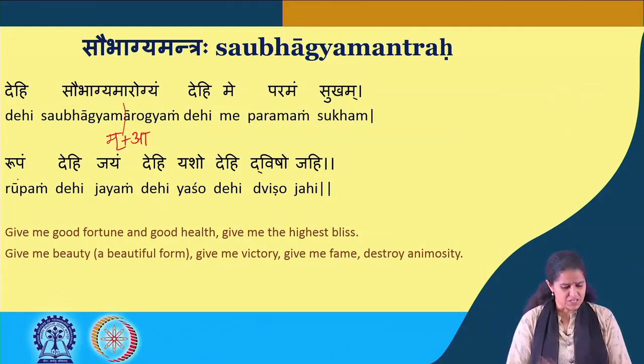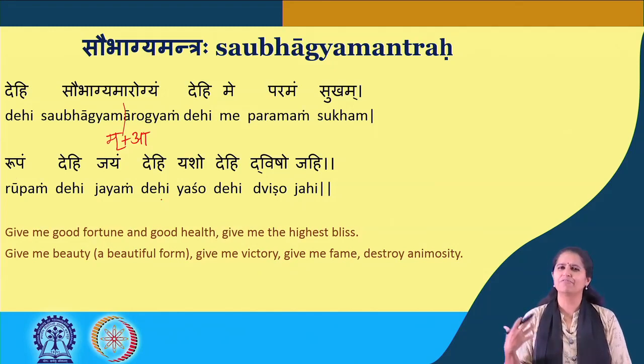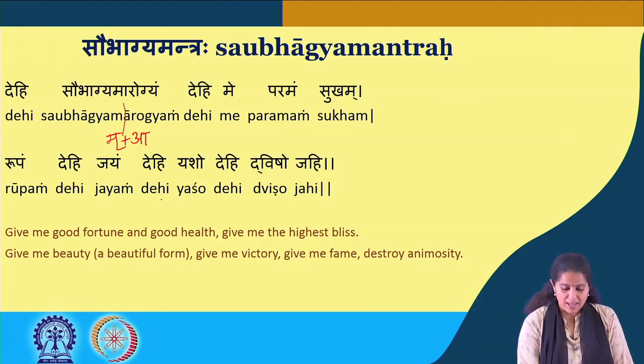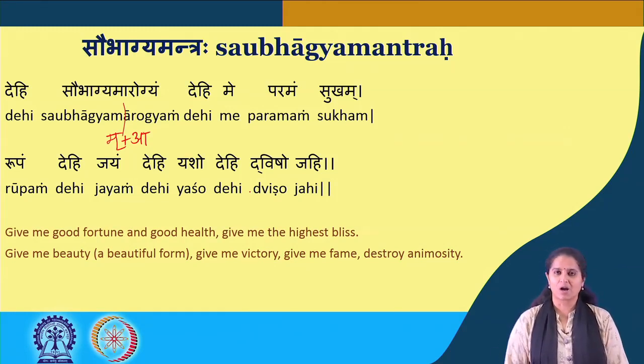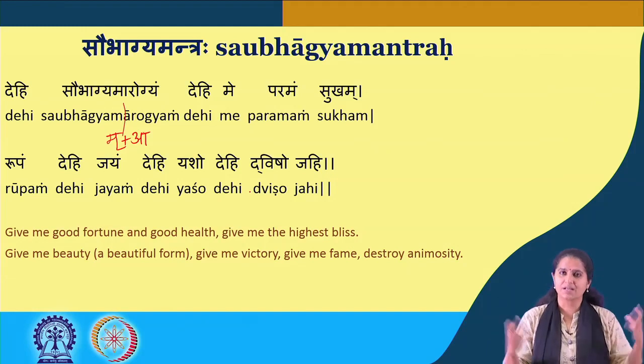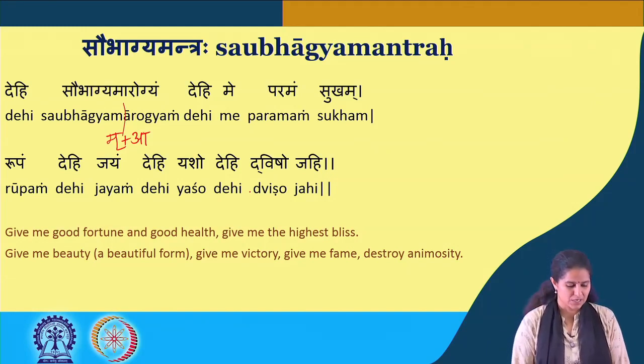So, Rupam Dehi, Jayam Dehi, give me victory in all my efforts, because then life becomes meaningful. Not that there is any problem in defeat, but then there is an aspiration for success in whatever one is trying to do. Yasho Dehi, give me fame, give me popularity, because then what I would say would be heard by many more. And then Dvisho Jahi, so please eliminate any kind of animosity around me, because that is another burden that prevents us from achieving our full potential. So, give me good fortune and good health, give me the highest bliss, give me beauty, a beautiful form, give me victory, give me fame, destroy animosity.